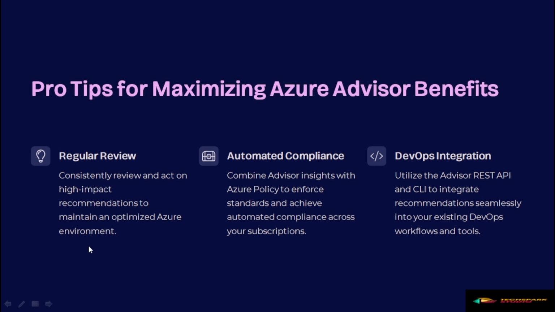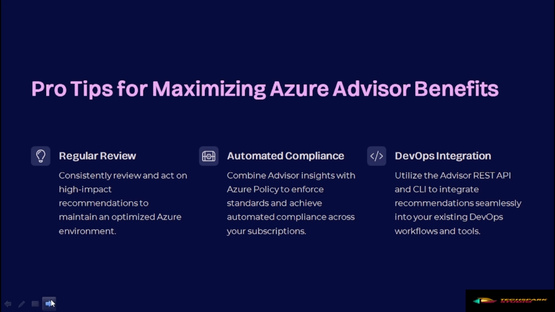The first is regular review. Make it a habit to consistently review and act on high-impact recommendations. This ensures your Azure environment stays optimized over time and adapts to changing workloads. Next is automated compliance. By combining Azure Advisor insights with Azure Policy, you can enforce standards across your environment. This not only keeps your resources aligned with best practices, but also helps achieve automated compliance across multiple subscriptions, saving both time and effort. And finally, DevOps integration.